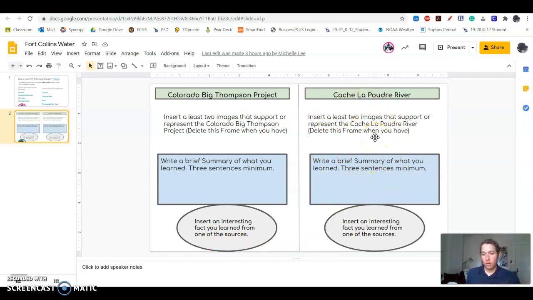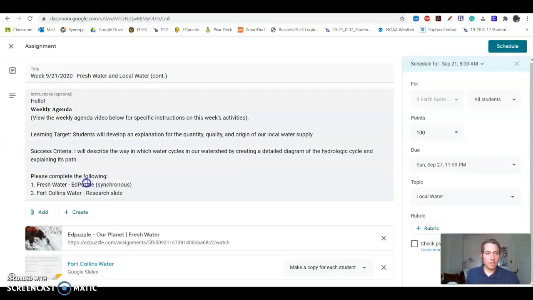We'll be going over this in class. This is just maybe some pre-knowledge, or in case someone misses something. This will be graded at the end of the week. So that's the game plan, right? We essentially have broken it down into day 1, this Edpuzzle, and day 2, this research slide.